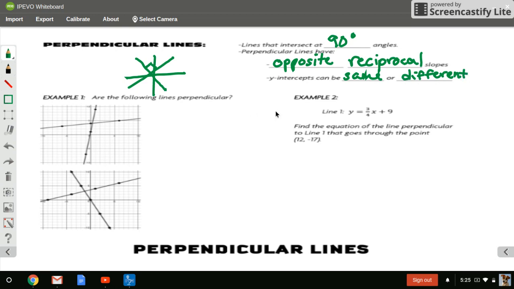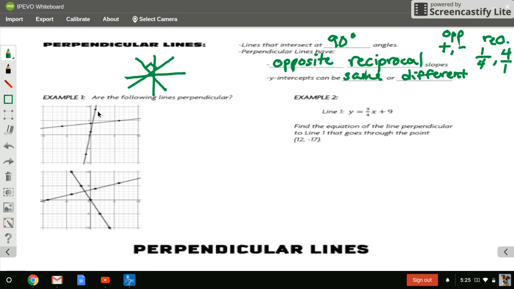So what do we mean by opposite reciprocal? Opposite deals with the sign. So if it's positive, then the perpendicular slope would be negative. And reciprocal, if it's 1 over 4, so now it's 4 over 1. And that's reciprocal. So opposite, reciprocal.